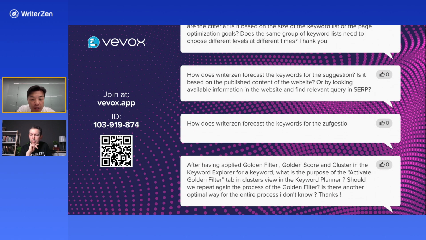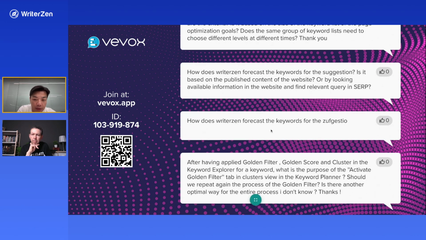Same thing. How does WriterZen forecast keywords in the suggestion? I think that's the same question. Having applied the golden filter, golden score cluster in Keyword Explorer for a keyword, what is the purpose of activating the golden filter tab in cluster view in the Keyword Planner? Should we repeat the golden filter process again? Is there another optimal way?